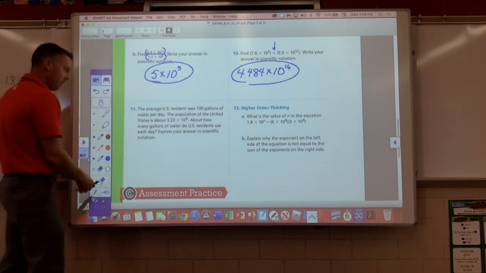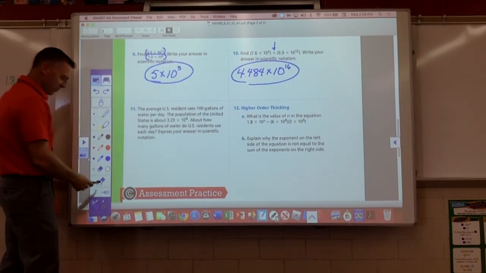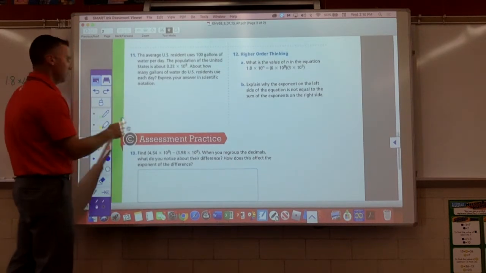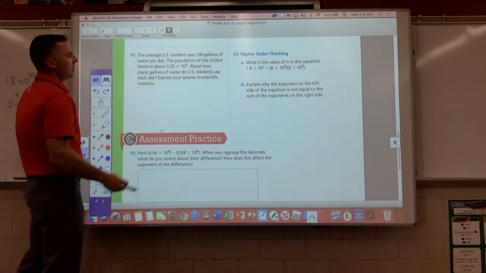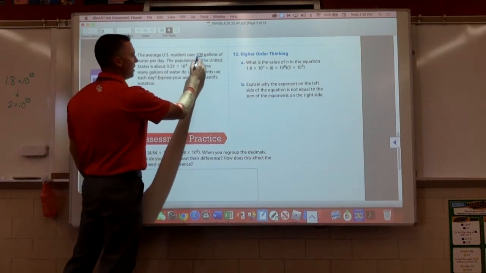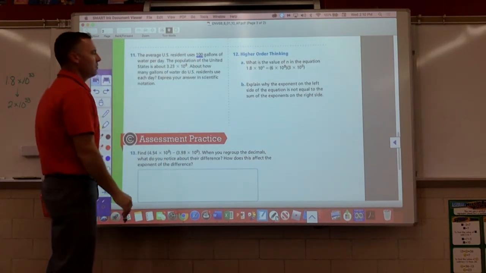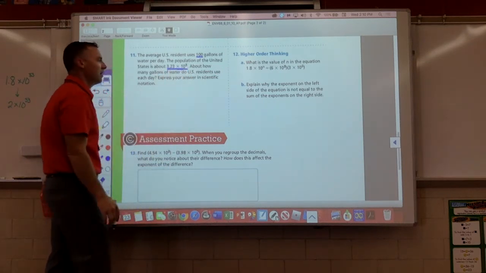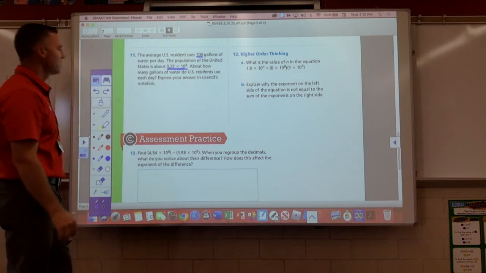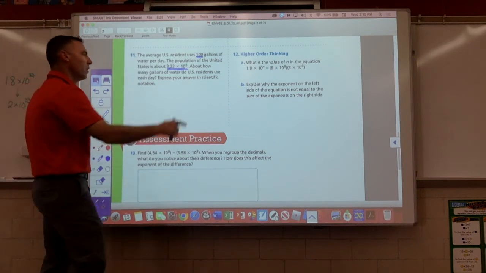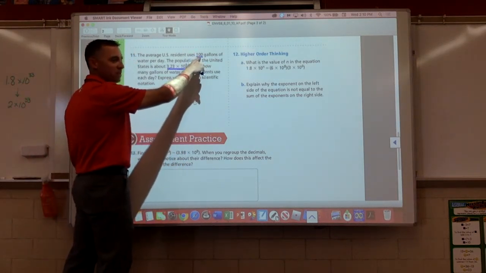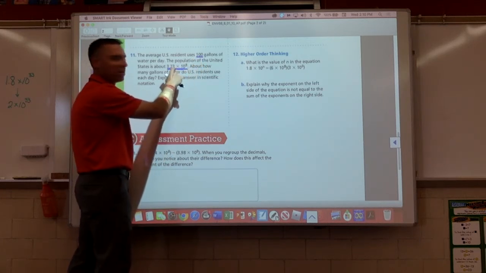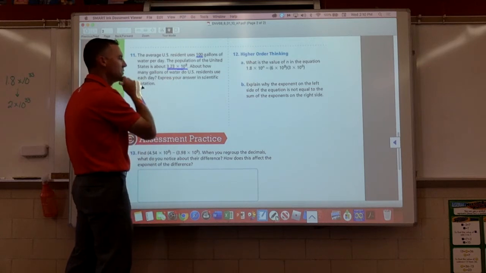Moving on down, talking about the average amount of water per day for the U.S. resident. Depends on how many times you flush the toilet. The average U.S. resident uses 100 gallons of water per day. The population of the United States is about this. About how many gallons of water do U.S. residents use each day? Well, this is how much one U.S. resident does. This is how many U.S. residents there are. Big number. How much water do we use?